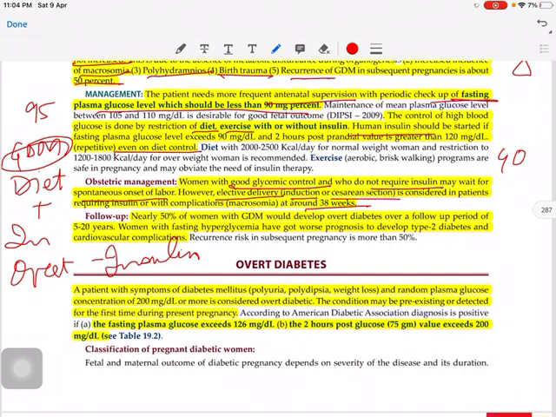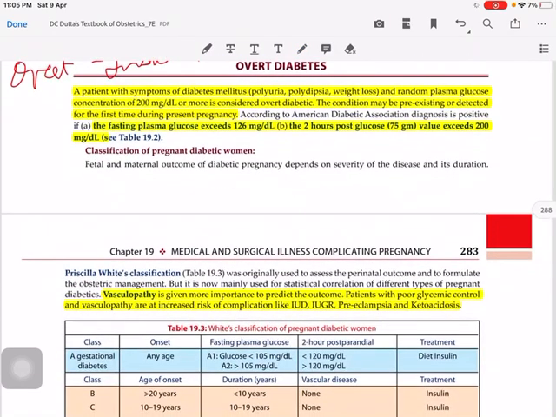Nearly 50% of the women with GDM, gestational diabetes mellitus, will develop overt diabetes mellitus, and they can have cardiovascular complications as well. So patients with symptoms of diabetes mellitus, polyuria, polydipsia, weight loss, and a random plasma glucose concentration of more than 200 milligram per deciliter is considered overt diabetes, that we have already discussed.